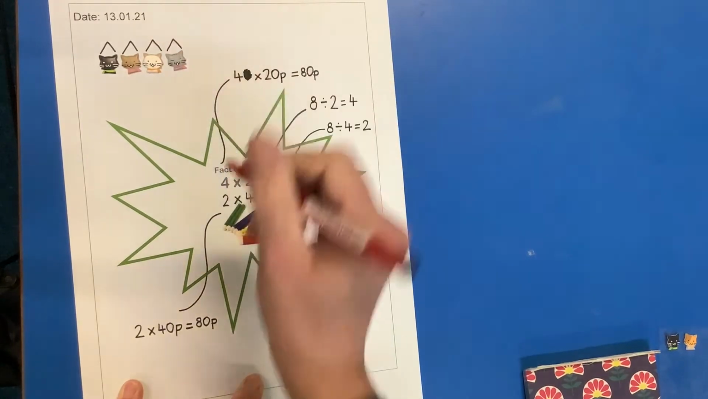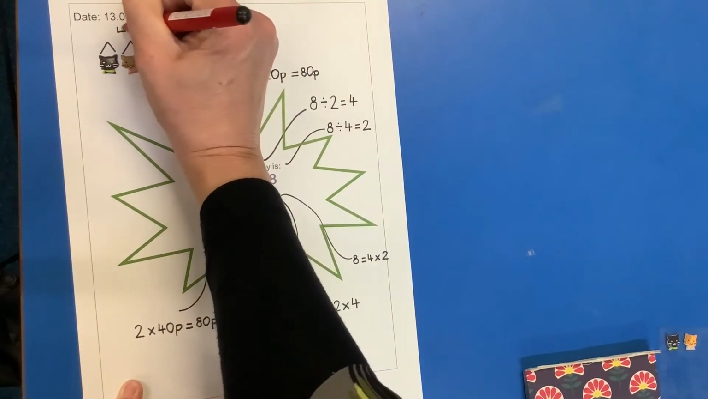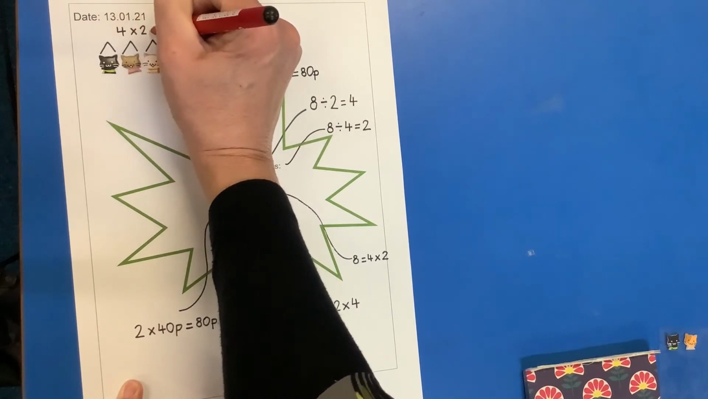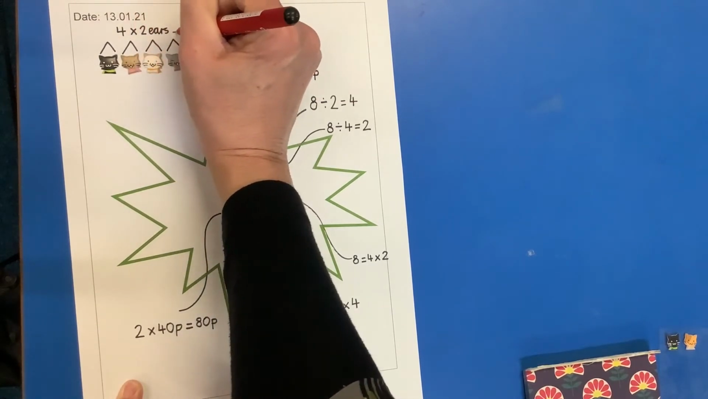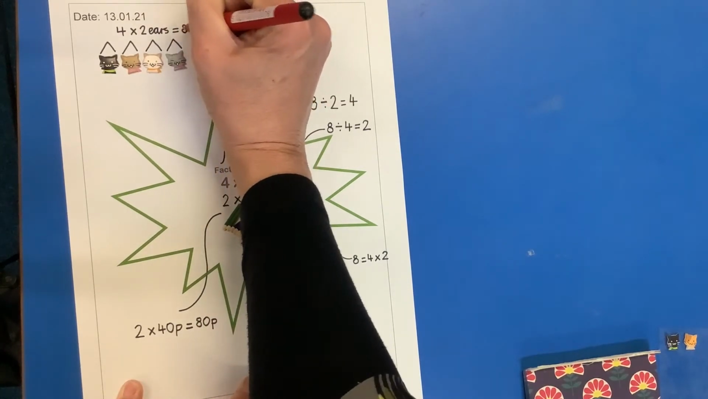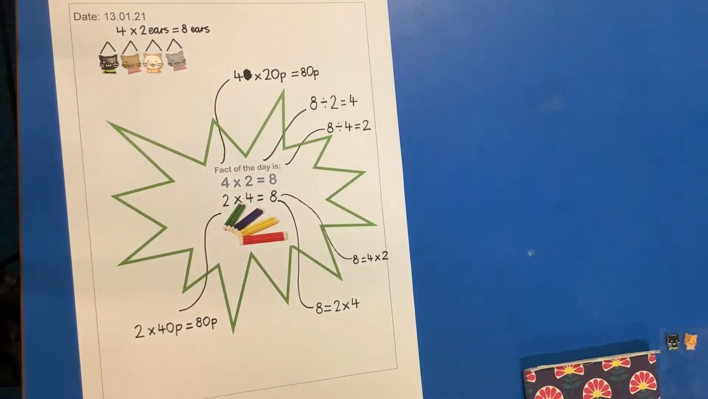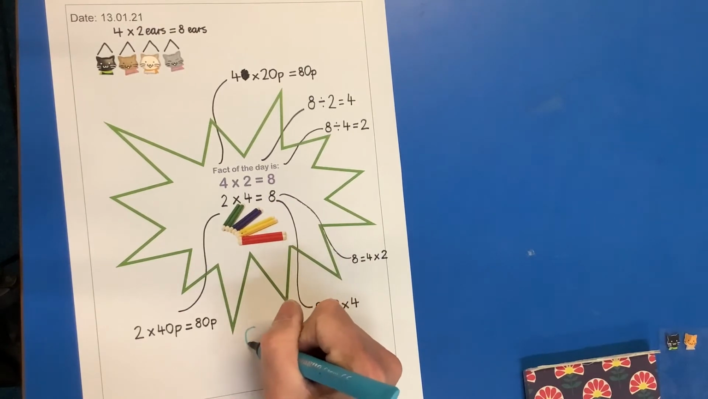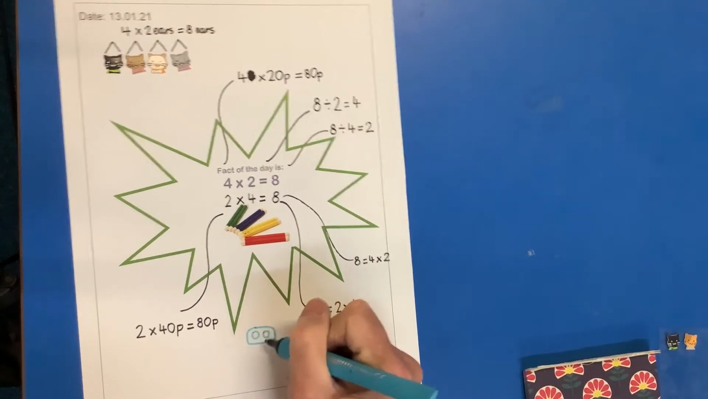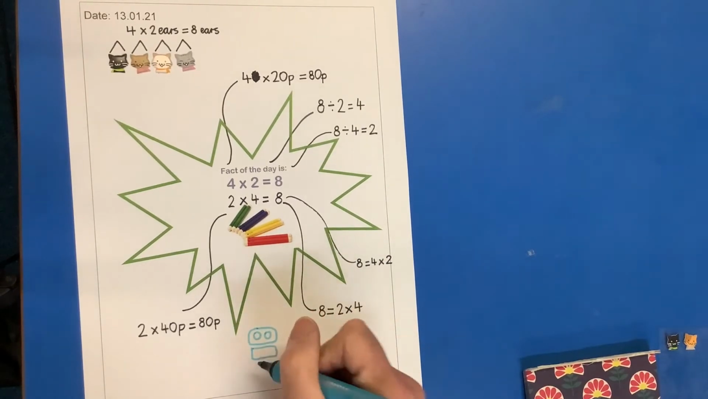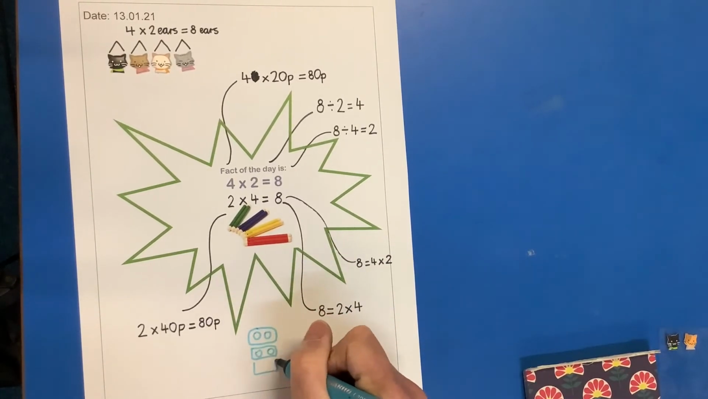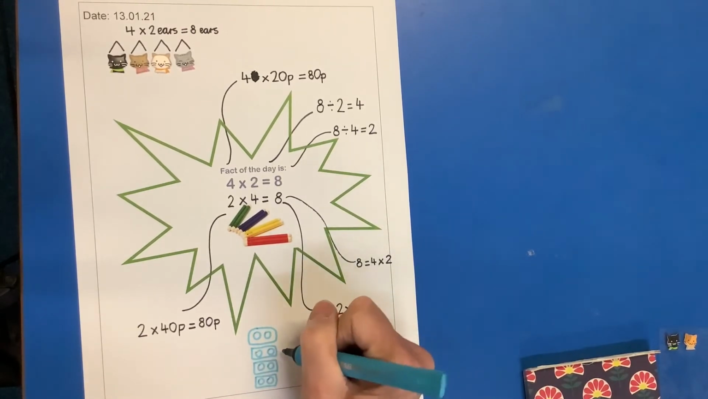If I have 4 pussycats, they've each got a pair of ears, and altogether I've got 8 ears. So you can be a little bit creative with these. You can also draw things or other equipment. So you could, for example, draw Numicon. So here's a simple picture of Numicon. I had 4 plates of Numicon, and each plate has 2 holes in it, making 8.